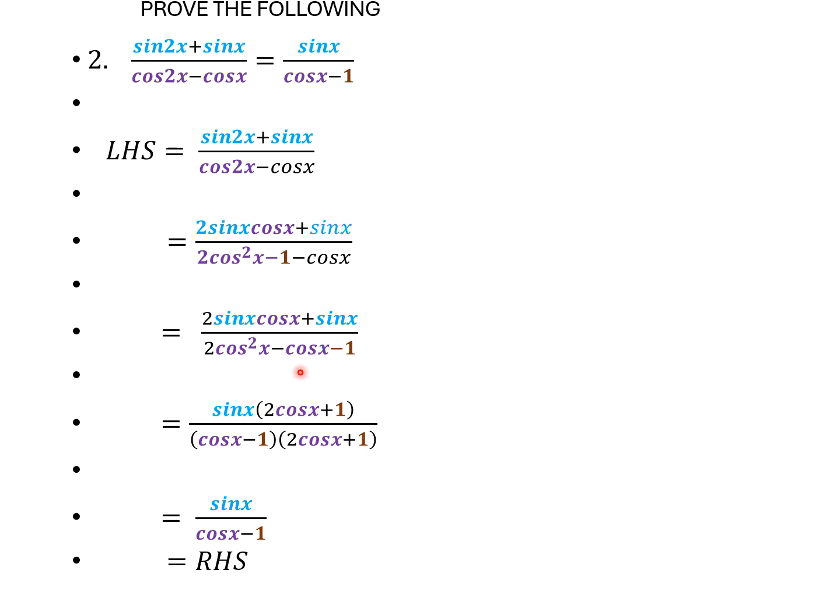Because my middle term is negative, the biggest of the two values must become negative. So negative 1 times 2 cos x gives me negative 2 cos x. 1 times cos x gives me cos x. So minus 2 plus 1 gives me minus cos x. 2 cos x plus 1 cancels with 2 cos x plus 1, and I'm left with sine x over cos x minus 1, which equals my right hand side. Right, problem number 3.